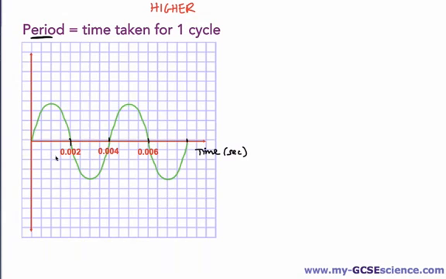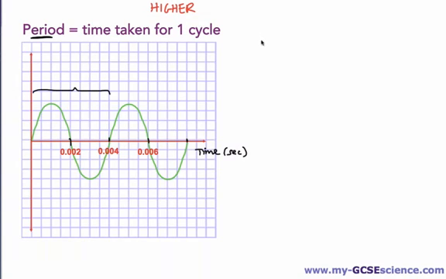I've got the graph here and time along the x-axis here, and I've given it in seconds. So we've got 0.02, 0.04. So one cycle is actually from this point here all the way up, down again, and back to the middle again. So that's one cycle there, and the time taken, as you can see, is 0.04 seconds.